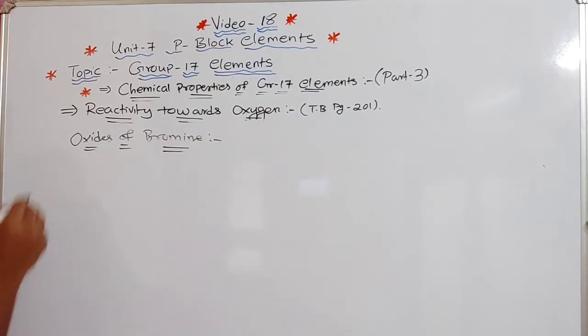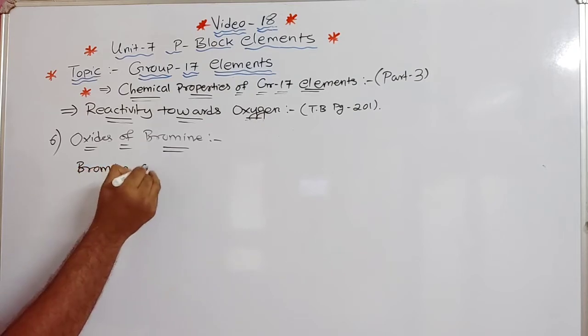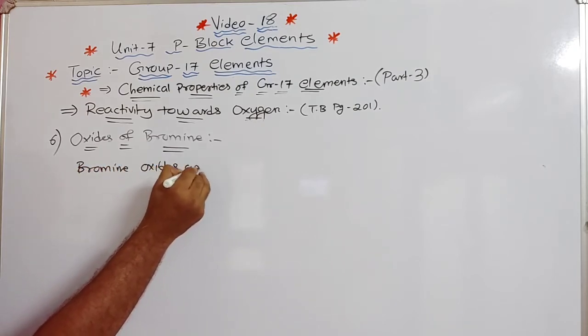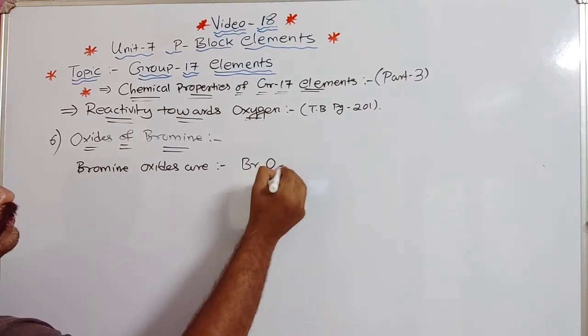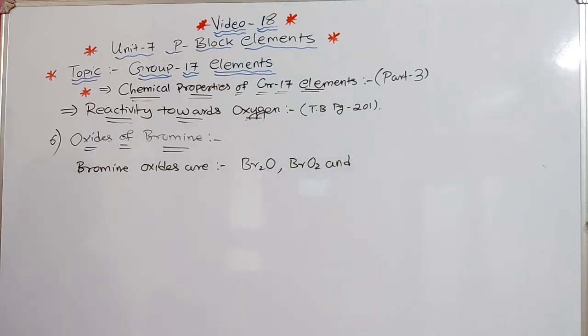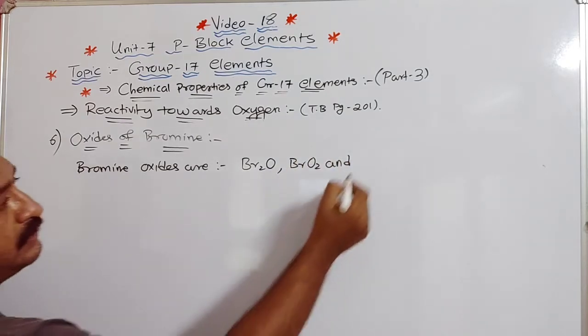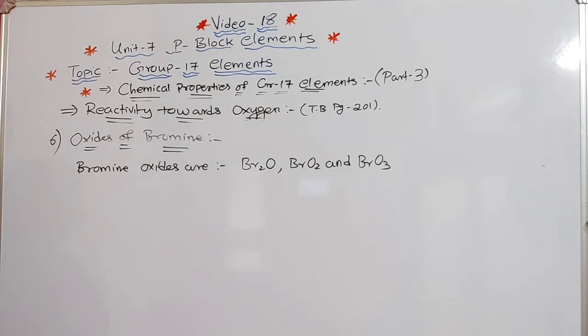Okay. Now point number 6. Now, when we talk about oxides of bromine, which are formed, in your textbook you can see Br2O, BrO2, and the last oxide that is formed is BrO3. Clear? Okay. Now, these are the 3 oxides which are formed by bromine.